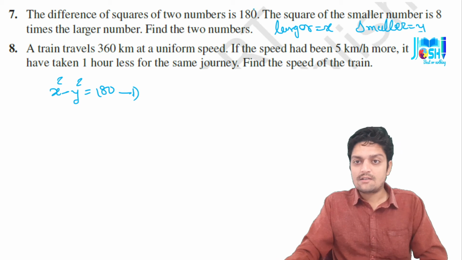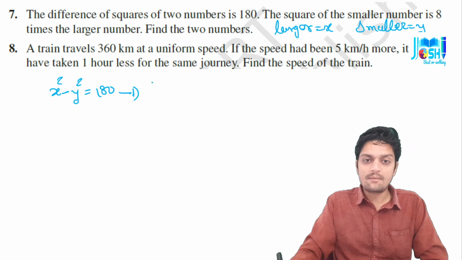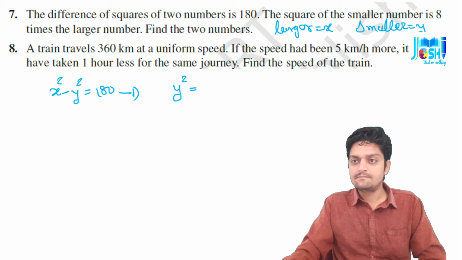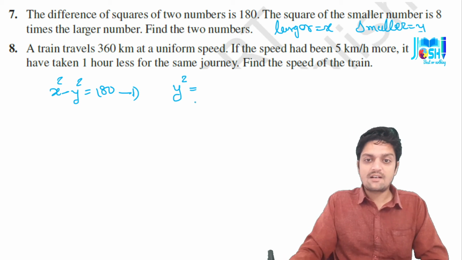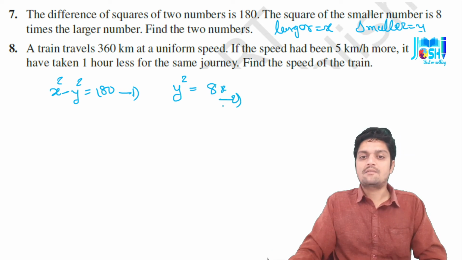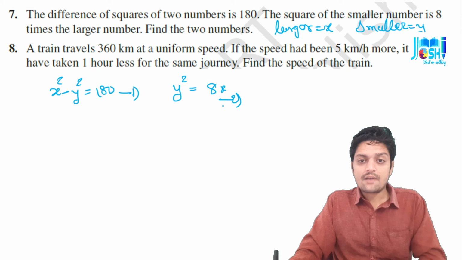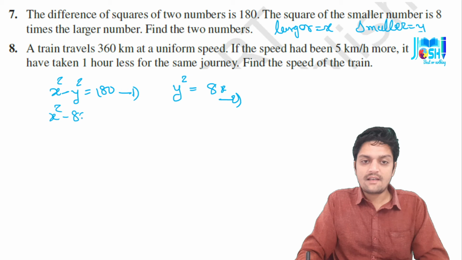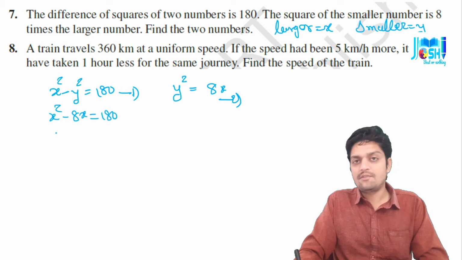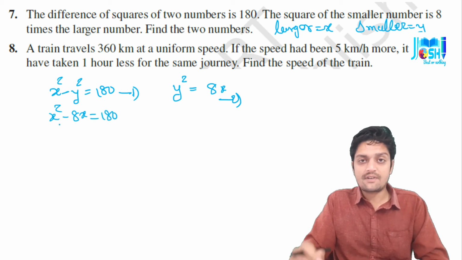So the square of the smaller number means y square is equal to 8 times the larger number, 8 into x. This is equation number second. And now you can put this value. Substitution method is easy here. See, y square is equal to 8x, and here you have to put 8x, so that x square minus 8x is equal to 180, and now you can get the answer of this question. Okay, eighth question now.